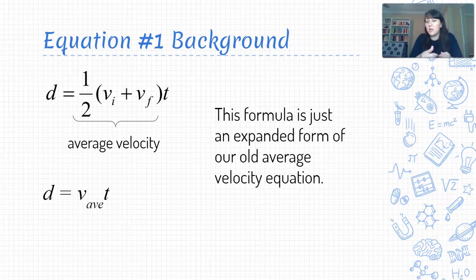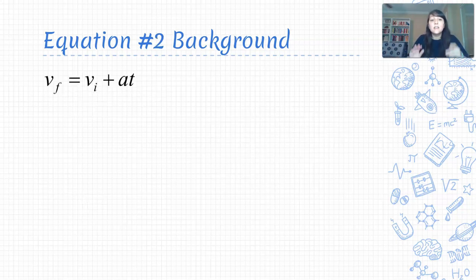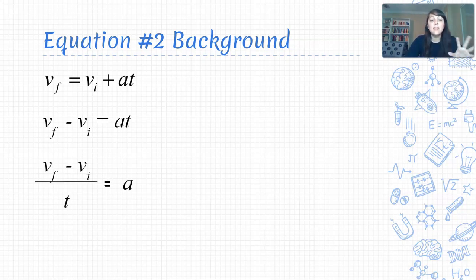So this is the same thing, just expanded out for an accelerating object. Okay? The second equation is that final velocity is equal to initial velocity plus acceleration times time. So I'm going to go ahead and rearrange this equation a little bit. I'm going to subtract initial velocity from both sides. Then that becomes final velocity minus initial velocity equals acceleration times time. And then if I divide both sides by time, I get VF minus VI over time is equal to acceleration.